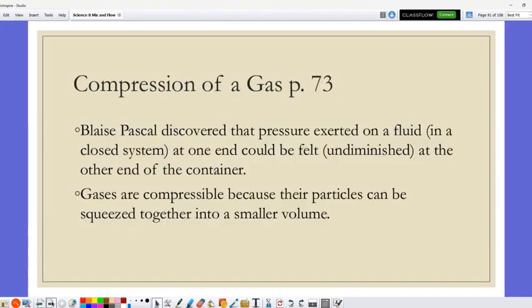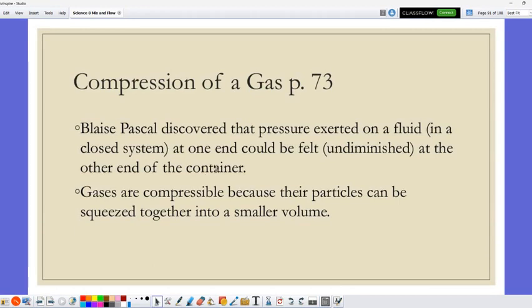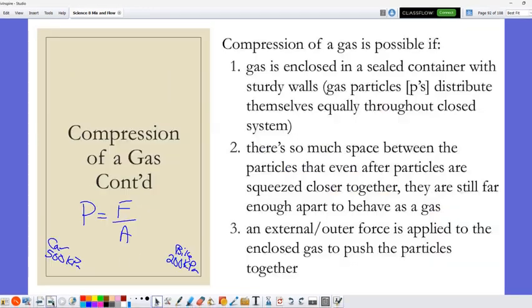We looked at compression of gases. Pascal discovered that the pressure exerted on a fluid in a closed system, that is, at one end, could be felt undiminished at the other end of the container. We know gases are compressible because their particles can be squeezed together into a smaller volume, because there's so much space between them. Compression of the gas is possible if the gas is enclosed in a sealed container, which has to have sturdy walls for that to happen.